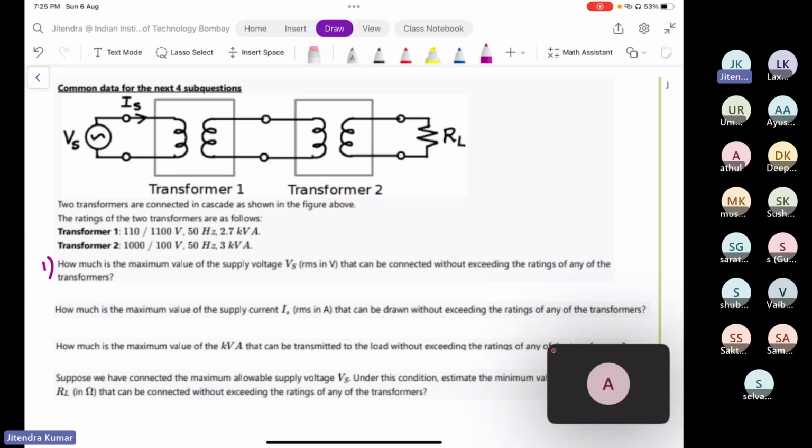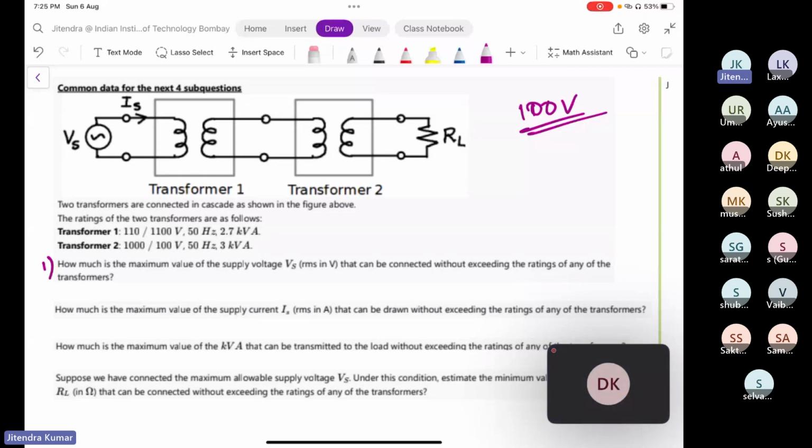Sorry, how much? 10, 10 volt you are saying? 110. No, sir, 100 volt. Okay, 100 volt you are saying. Yes, sir. Okay, so 100 volt has been suggested by Deepak.